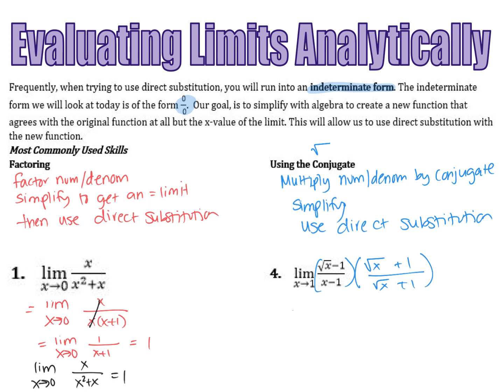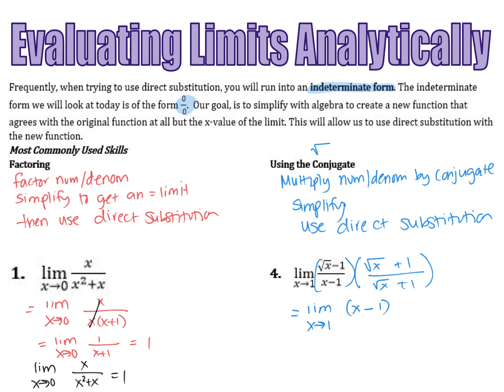The reason we multiply by the conjugate is because what's going to happen in our numerator here is we're going to get the difference of squares, which is going to be x minus 1. The square root of x times the square root of x is x. The plus and minus root x are going to add to be 0, and the plus and minus 1 are going to give us our minus 1.